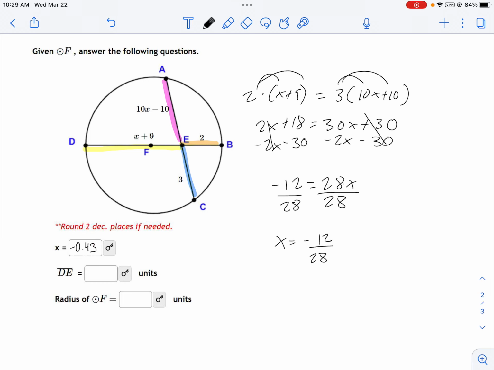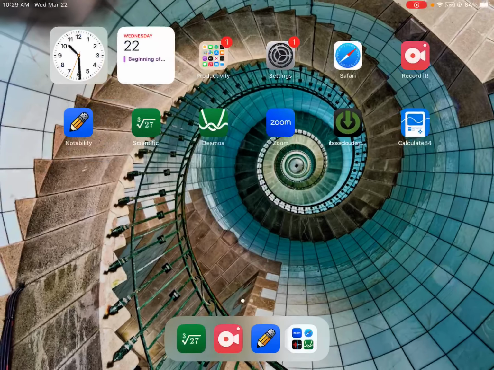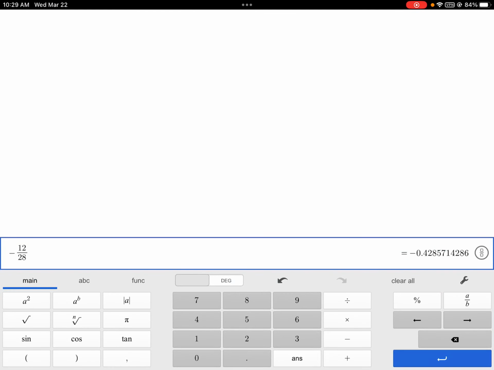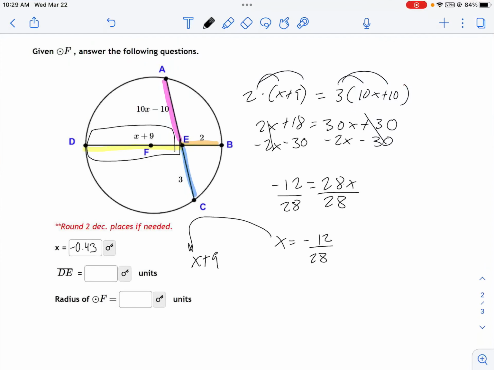Now DE is this lovely chunk right there. That's running from the point D to the point E, so that'd be the yellow portion. And now it says, what is that length? Well, we know that the length itself is x plus 9. Did we not just find x? Yeah, we did. So all we do is go back to the calculator and add 9, because that's x plus 9. And then we get 8.57, the 1 will round down, and that is your length from D to E.